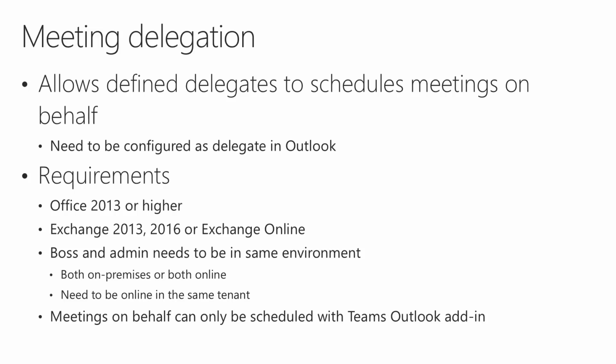Meeting delegation allows users to schedule meetings on behalf of other users. In order to do that, you need to configure someone as a delegate in Outlook. Please note that there are a couple of requirements. First, you need to have Office 2013 or higher. Second, you need to use Exchange Server 2013, 2016, or Exchange Online. In addition, the boss and the admin need to be in the same environment. That means they need to be both on premises or both online. If they are online, they need to be in the same tenant. Meetings on behalf of another user can only be scheduled with the Outlook Teams add-in.